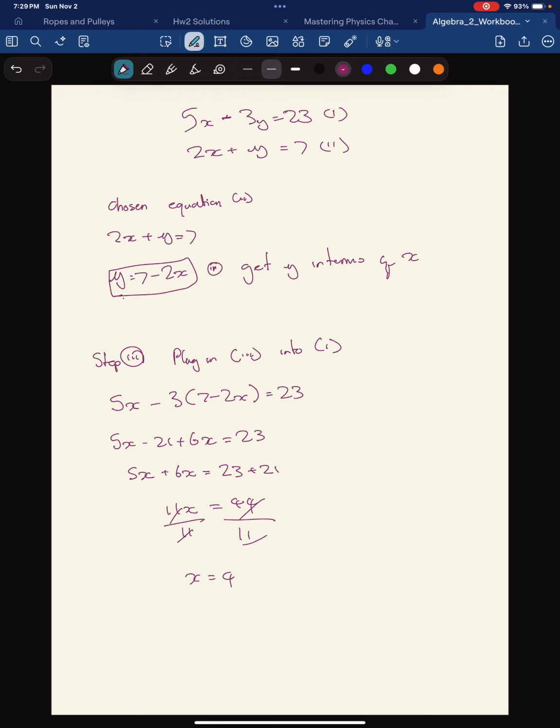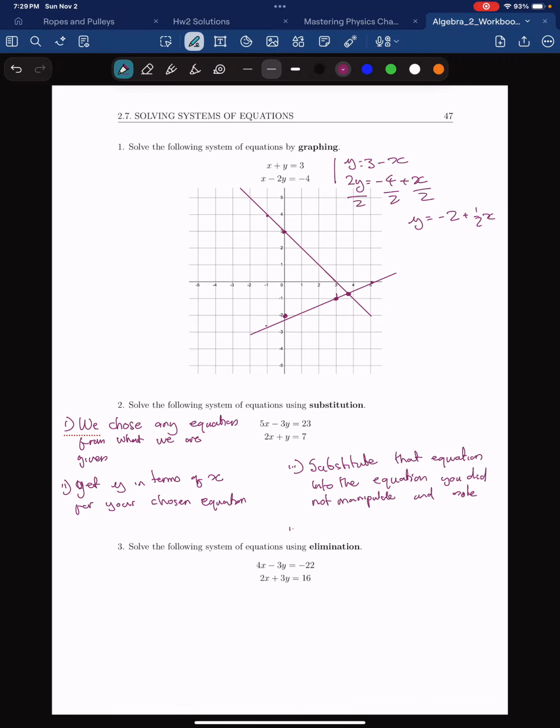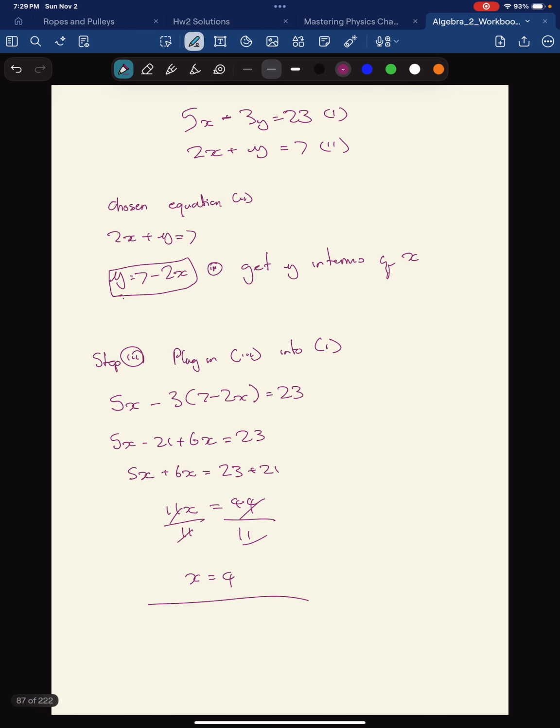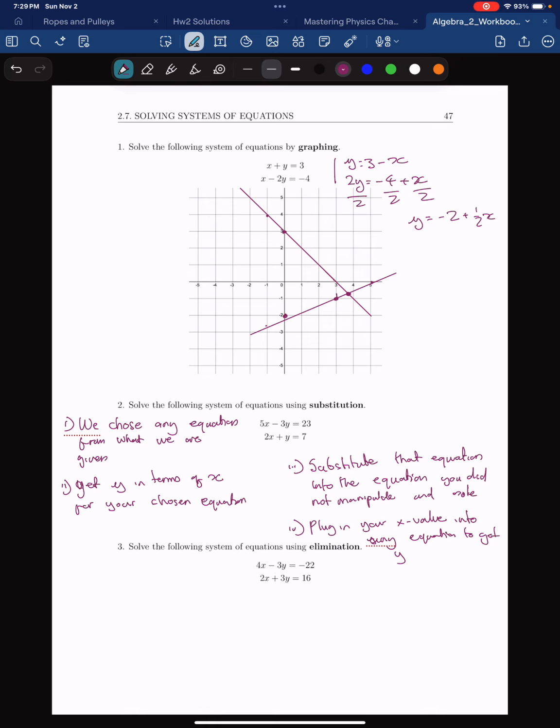All right. So this is the hard part. So now we can just plug in. Now step 4, I didn't write it there. Step 4, plug in your x value into any equation to get y. And by the way, you can do this vice versa. If you want, in step 2, you could have solved for x in terms of y and plug in your y to get x. But this is just standardized, yeah?